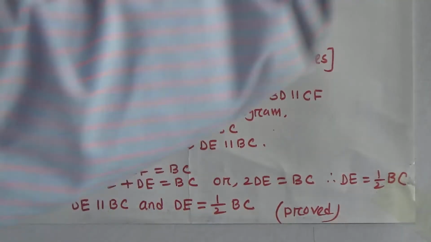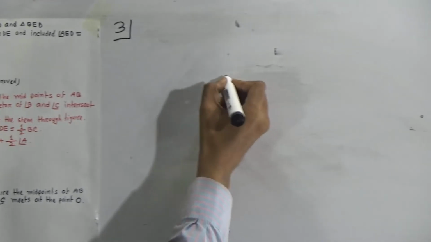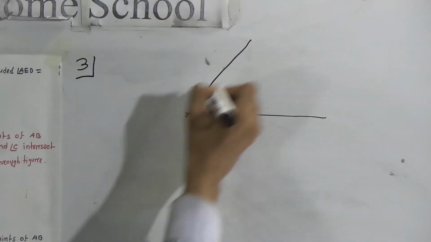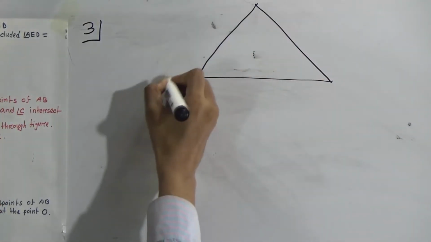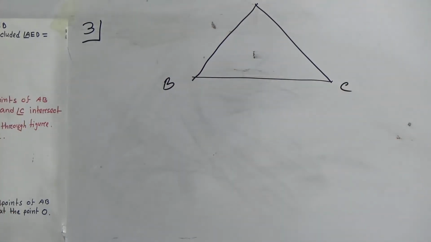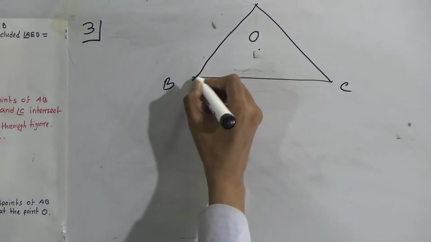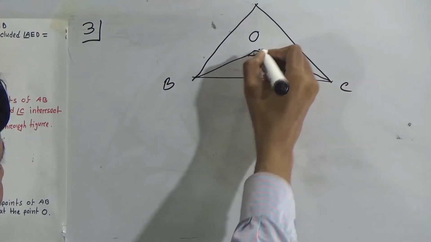Now, we'll solve question number 3. Question number 3. Okay, student? Look. A, B, C, okay, and O is the bisector.